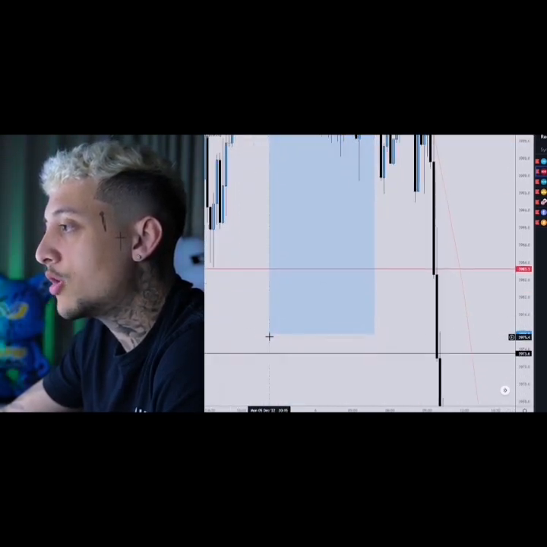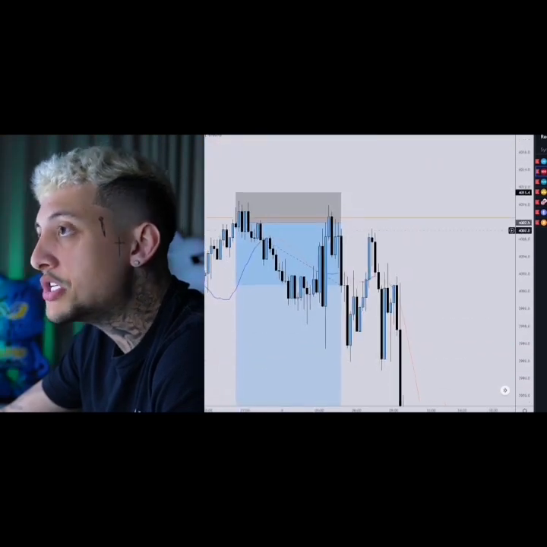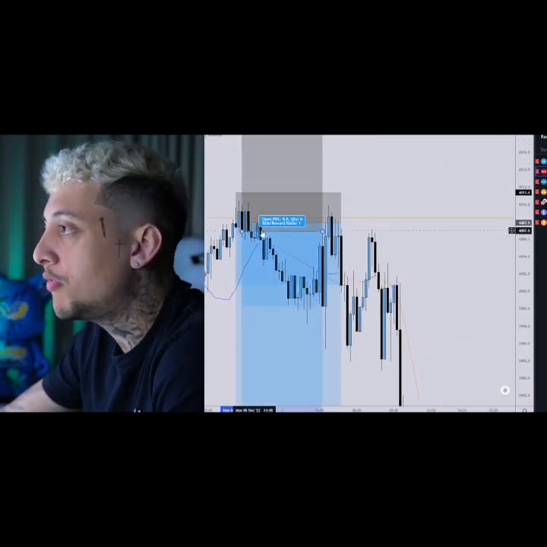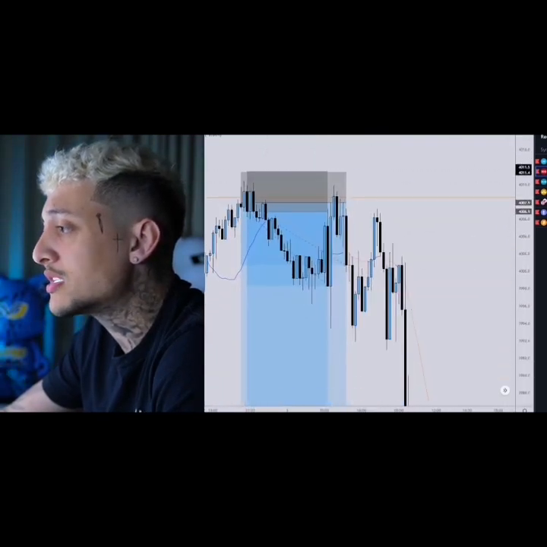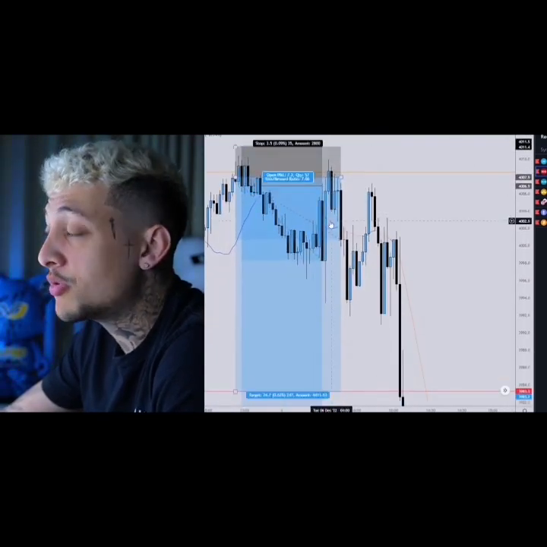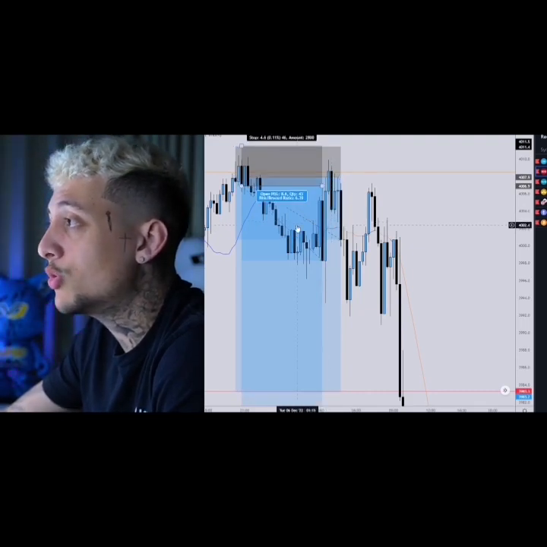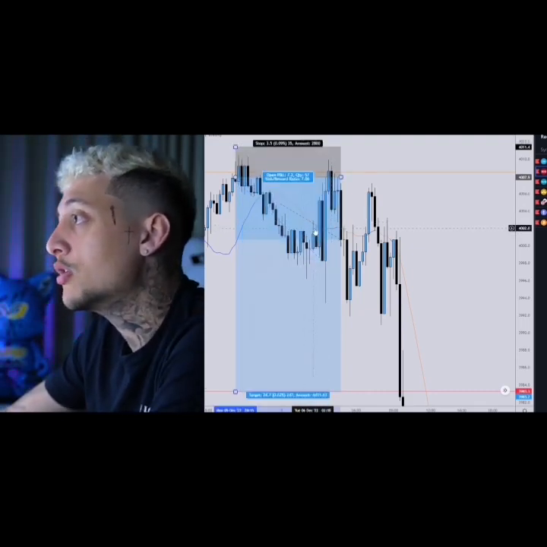Let's say you would have had a target over here. In this situation, you would have had roughly the same R multiple. Your stop loss size would have been just slightly different. In the first position, you would have gotten 7 times your risk. In the second position, you would have gotten 6.3 times your risk.